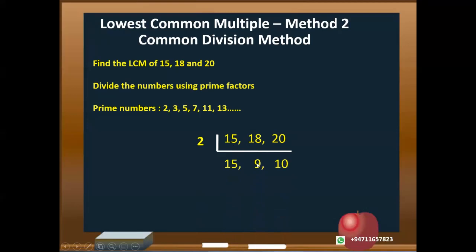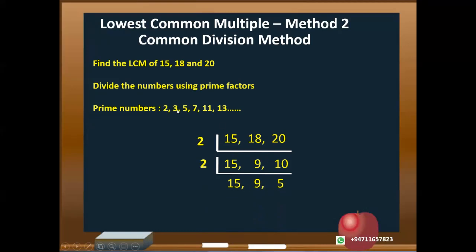18 divided by 2 is 9. 20 divided by 2 is 10. As 10 is an even number, again you can divide by the lowest prime number, 2. 15, 9 and 10 divided by 2 is 5. Then there are no more even numbers.